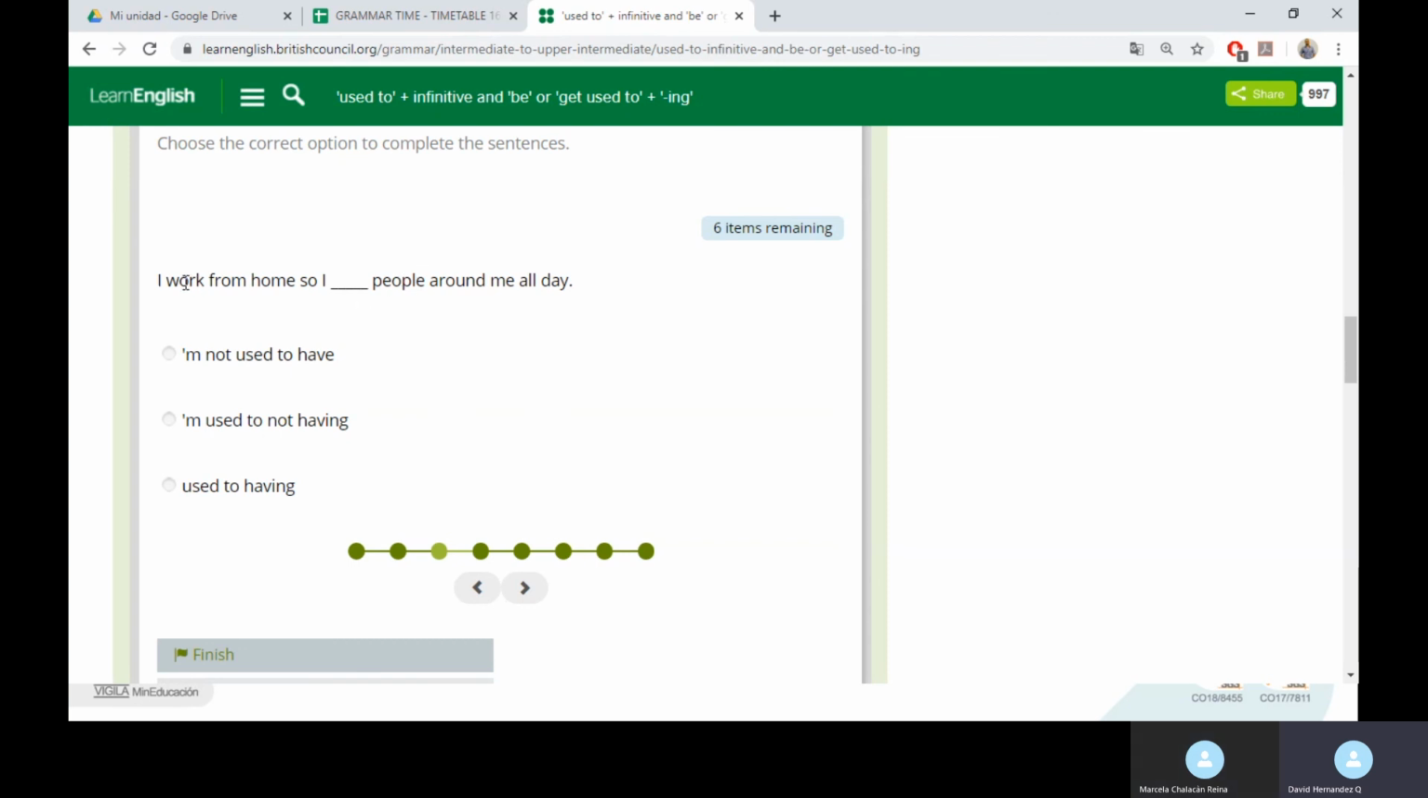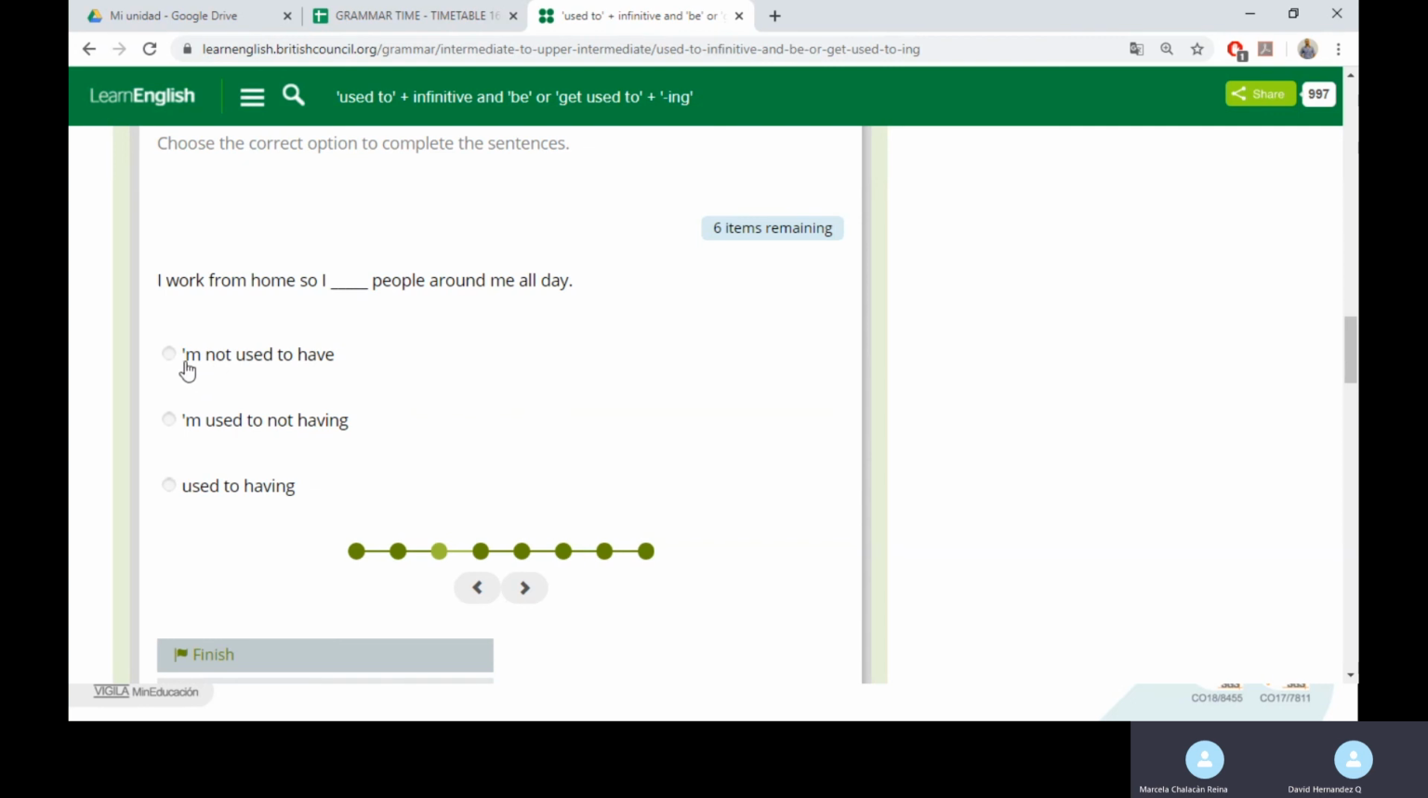Vamos a hacerlo así. Dice, I work from home. O sea, trabaja desde la casa. So people around me all day. Entonces, aquí, si lo ponemos tal cual está aquí, dice, estoy acostumbrada a no tener. Este tener es un sustantivo, ¿te acuerdas? Decíamos que era un noun. Por eso el not aplica bien ahí. Entonces, estoy acostumbrada a no tener gente alrededor mío todo el día.